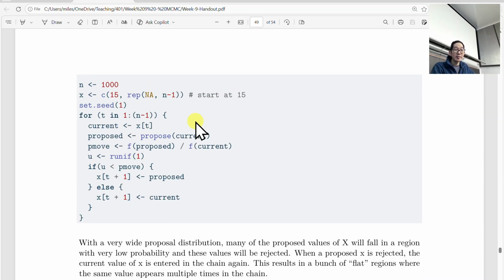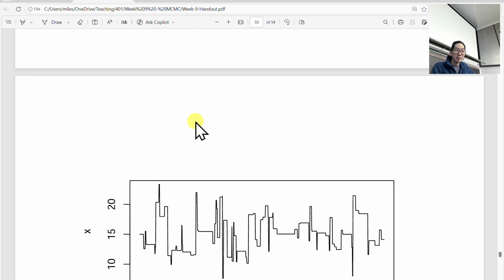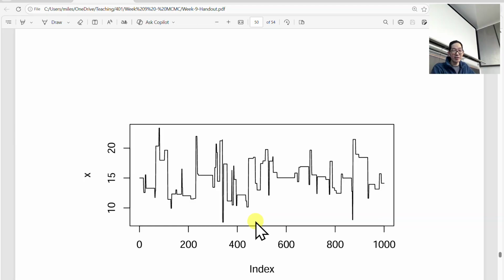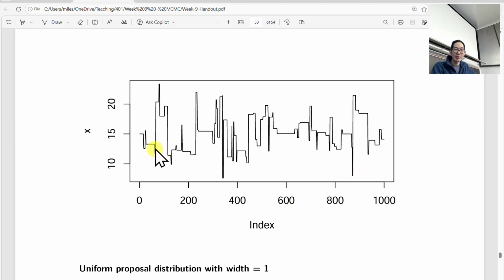And I run the algorithm. My trace plot looks like this. This is a bad sign. What we see is a lot of flat areas. When you see a whole lot of flat stuff, it means it got stuck at a certain location, because every time it rejects a value, it reuses the same value.